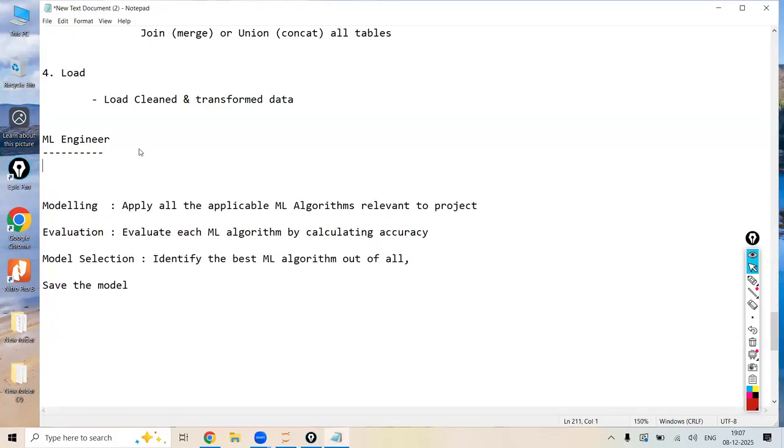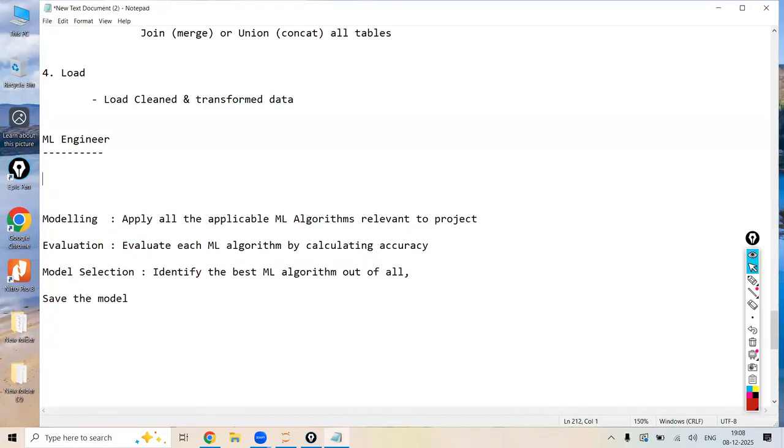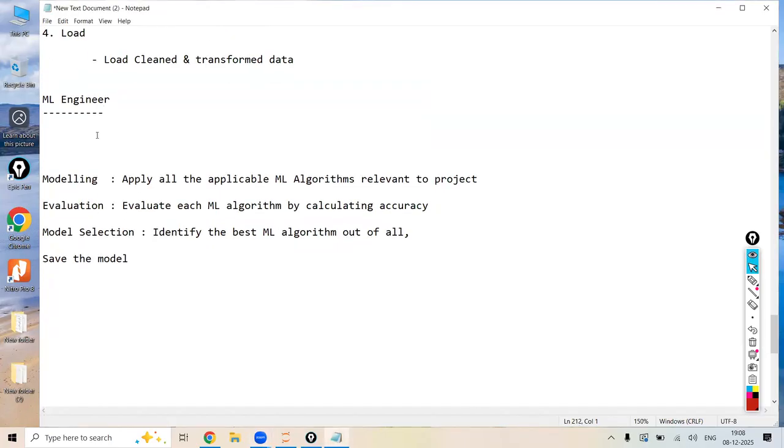Before modeling, don't write simultaneously, because I'm going to write multiple steps. I will give you time to write. Just give me 2 minutes. I will scroll up and everyone can write. Just wait for another 2 minutes. First, after loading the cleaned and transformed data, this data has to be split.